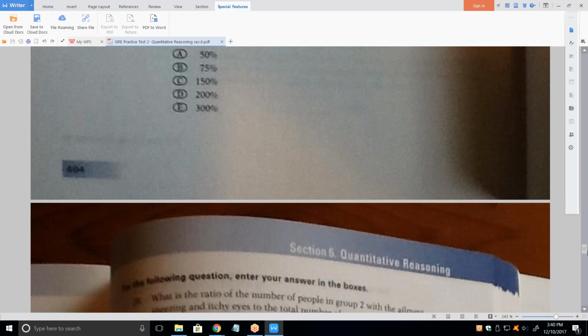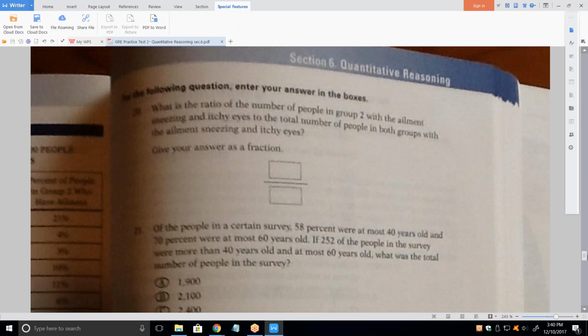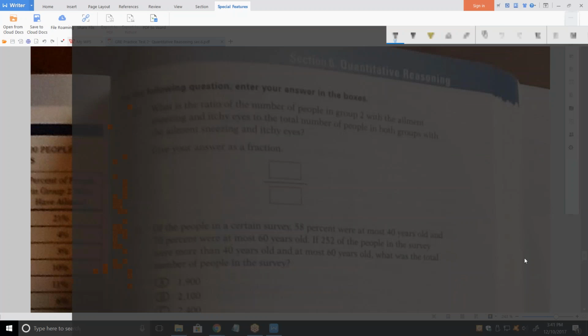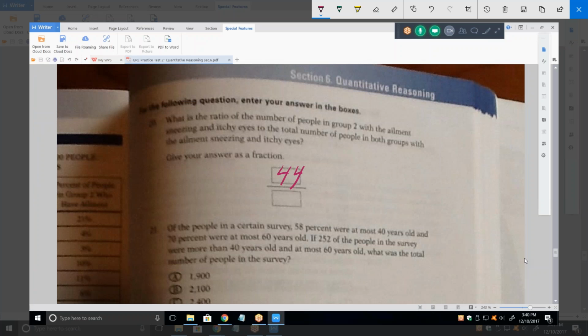Okay. Now, what their question said, we got 44 in group 2, 24 in group 1, and they wanted us to compare group 2 to the total. So group 2 was 44. What was the total? The total of what? The total of group 2? The total number of people in both groups that have sneezing and itchy eyes. So that would be 68. There's your ratio.